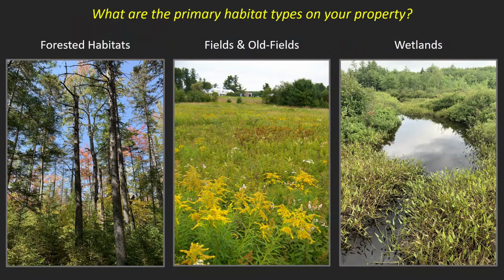All right, so now let's turn our focus directly to your property. We want to first determine what are the primary habitat types that occur on your property. We'll now take a closer look at each of these general habitat categories, learn what habitat components to look for in each, and how to maintain and enhance those components to benefit specific wildlife species.